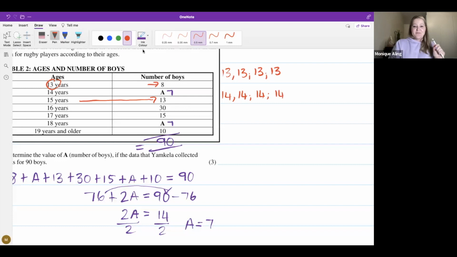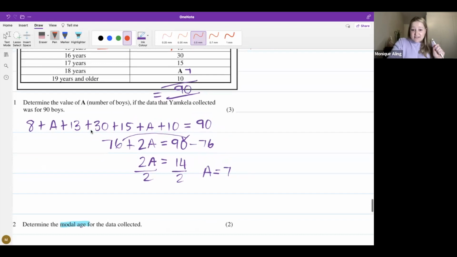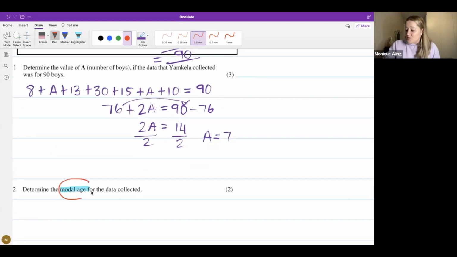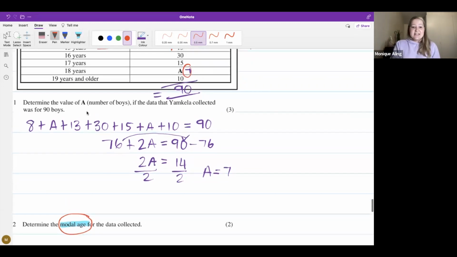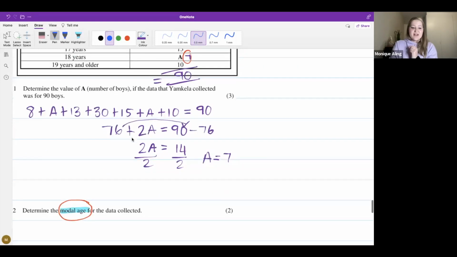16. Okay. So if they're asking what is the modal number of boys, then our answer would be 7. But the question asks for the modal age. Which age do we see the most of? Which is indeed 16, because there are 30 16-year-olds. So if we had to rewrite this data, we would see 30 16s listed. Okay. Cool. We all got that. Well done.